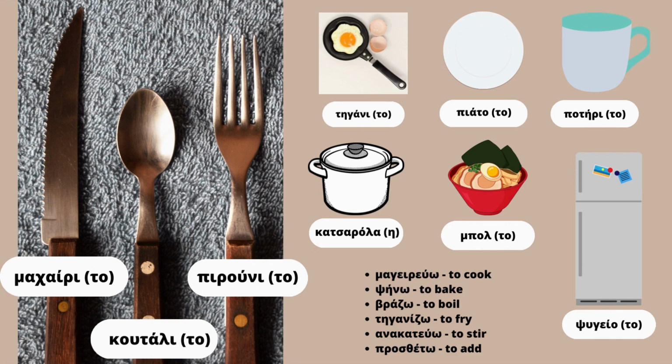The pot is called η κατσαρόλα. We can boil something there. The bowl, on the other hand, is called το μπολ. Very similar, actually, in Greek, to bowl. And finally, the refrigerator is called το ψυγείο.